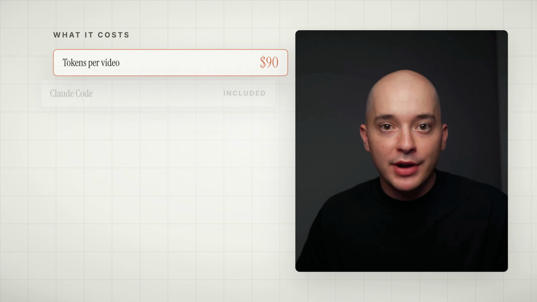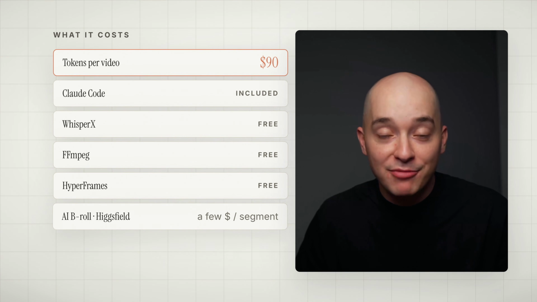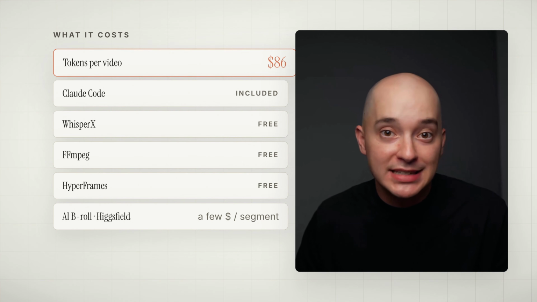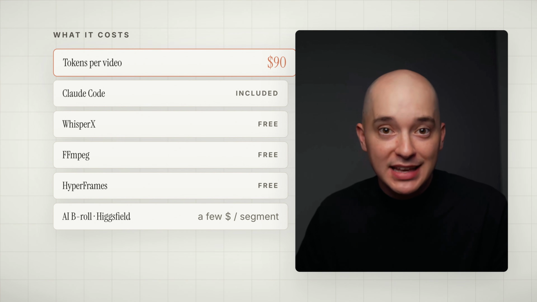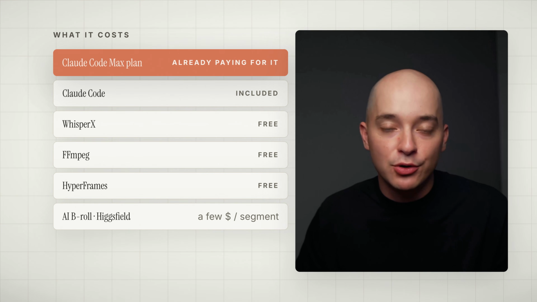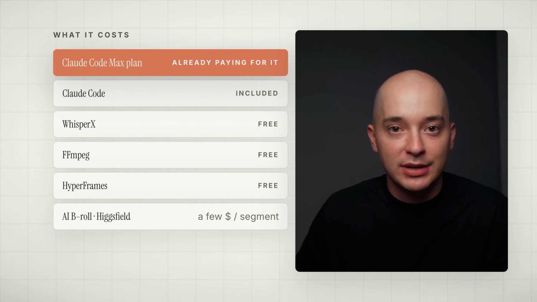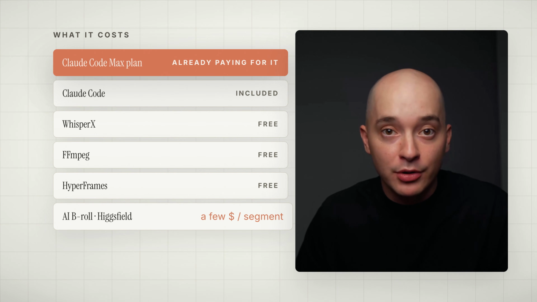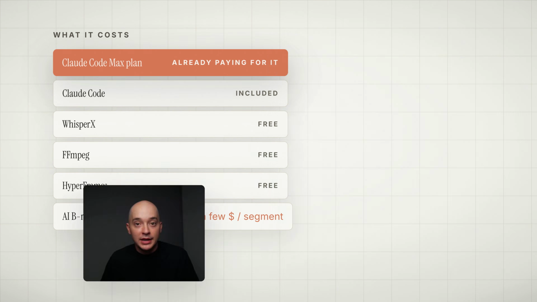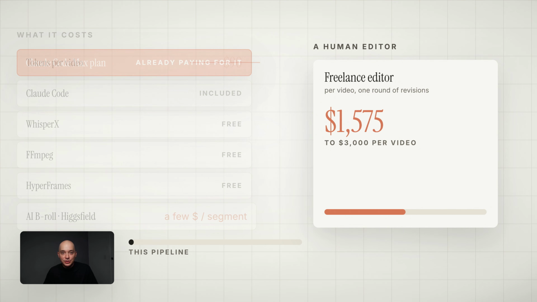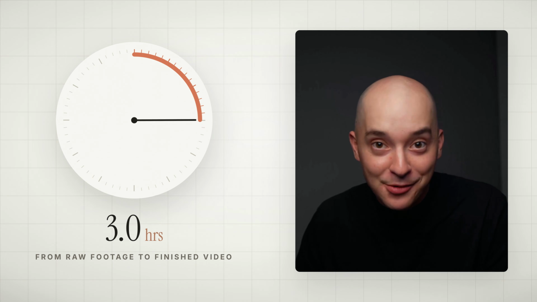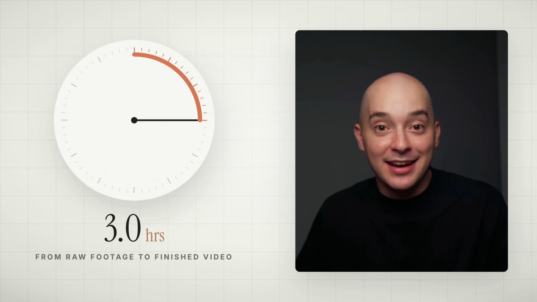So you're probably wondering how much this all costs, because I've been running my edits over the last couple of weeks and each video has averaged out to about $90 worth of tokens. But the thing is, I never actually paid that because it all came out of my Claude Code Max plan that I'm already on. The only real cash cost is the AI B-roll, which runs a few dollars per segment on Higgsfield. Now compare that to paying an editor, which might cost you anywhere between $150 and $3,000 per video. But the thing is, these edits come back in 3 hours, which is way faster than any editor I've ever worked with.